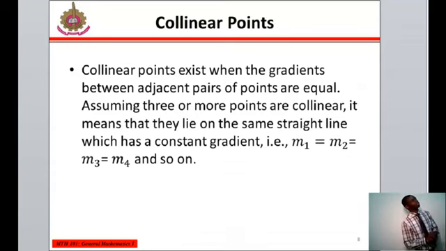Collinear points exist when the gradients between adjacent pairs of points are equal. It means that if you have 3 or 2 points, after you have obtained their respective gradients, if they have the same value, it means that those points are collinear. Assuming 3 or more points are collinear, it means that they lie on the same straight line, which has a constant gradient, that is m1 is equal to m2, is equal to m3, is equal to m4, and so on, as many as the points you were given.